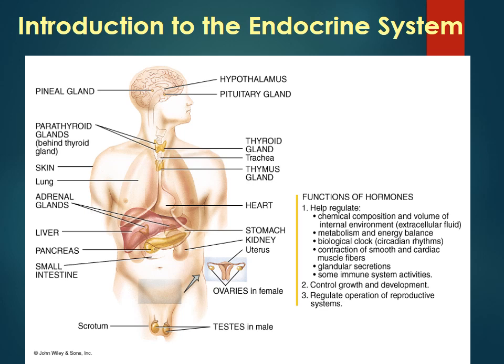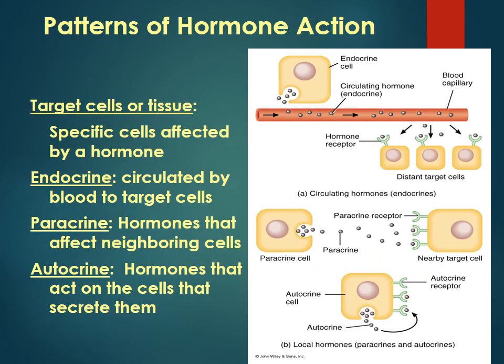And we go to the functions of hormones. The hormones help regulate. What are the hormones regulating? It regulates chemical composition and volume of internal environment, metabolism and energy balance, biological clock, or the circadian rhythms, contraction of smooth and cardiac muscle fibers, glandular secretions, some immune system activities. And number two, the hormones control growth and development, and they also regulate operation of reproductive systems.